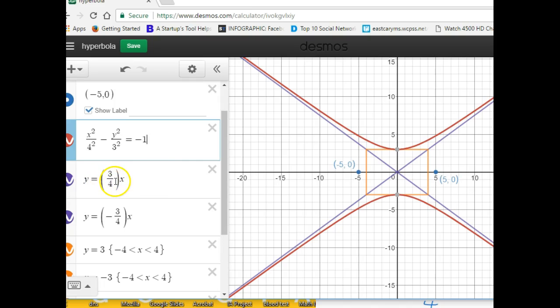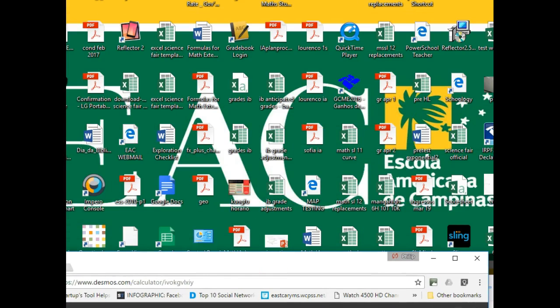If I wanted to look at the equations for the asymptote, you can see that since the orange triangle has a rise of 3 and a run of 4, you can imagine that the equation for this asymptote would be y equals 3/4 x, rise over run, right? And then this opposite asymptote would be y equals negative 3/4 x because it's a similar slope, but it's going down instead, right? Okay, let's go back real quick to the equations.